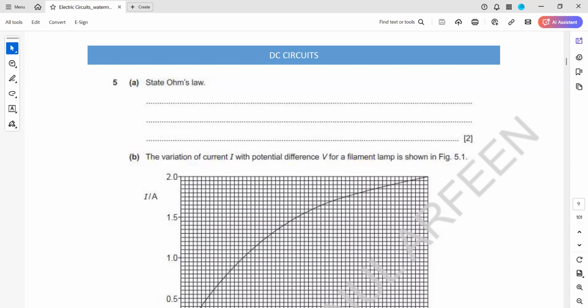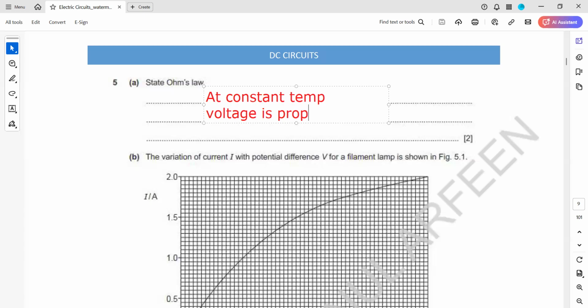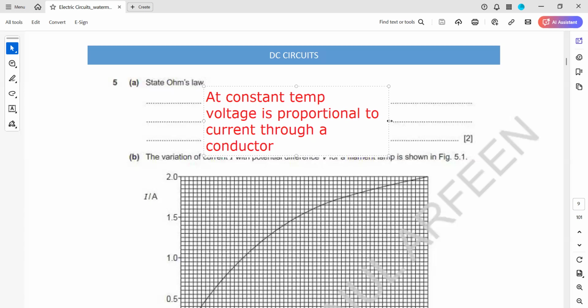So Ohm's law simply states that the current through a conductor is directly proportional to the voltage across the conductor, when we keep the temperature constant. At a constant temperature, voltage is directly proportional to current through a conductor. That is the statement of Ohm's law.